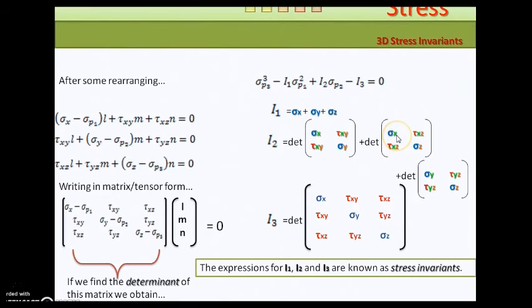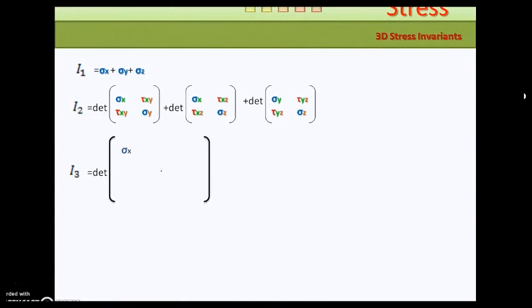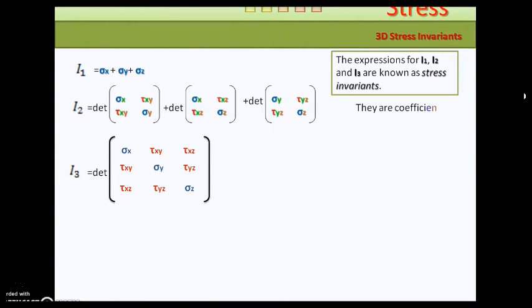So sigma X and sigma Z, that corresponds to tau XZ, or sigma Y and sigma Z, tau YZ. So if we just bring back the expressions we introduced in the last slide, I have included some brief details of what the stress invariants entail.